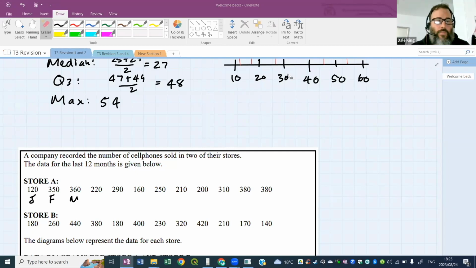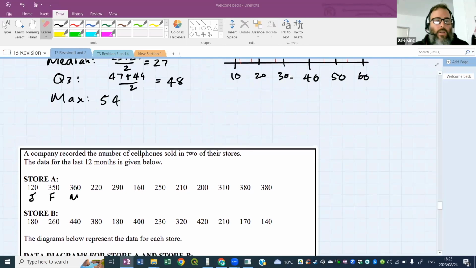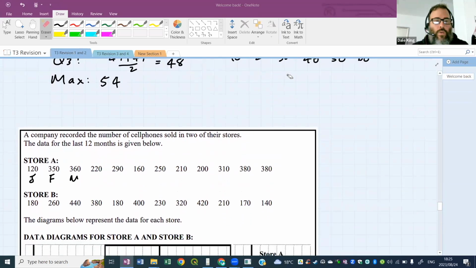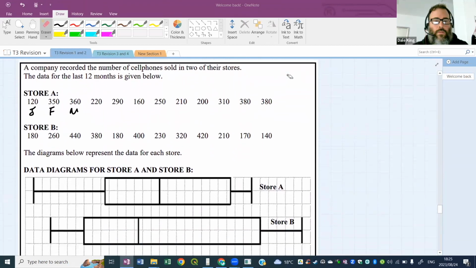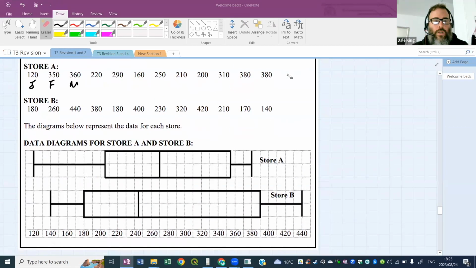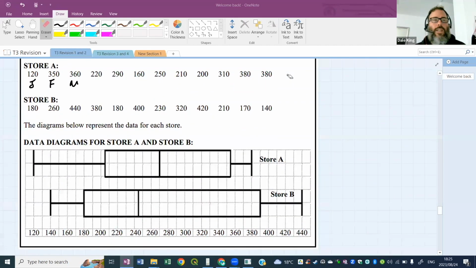The diagrams below represent the data for each store. Now, when I show you this, it makes more sense. If I had just shown you this tonight, most of you would have said, oh, what is going on? But these are two box and whisker plots for those two data sets. They've done all the work. We're just analyzing the box and whisker plots now. Here come the questions.